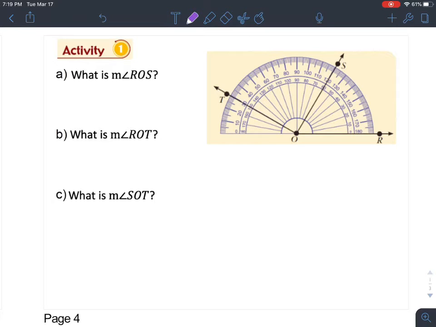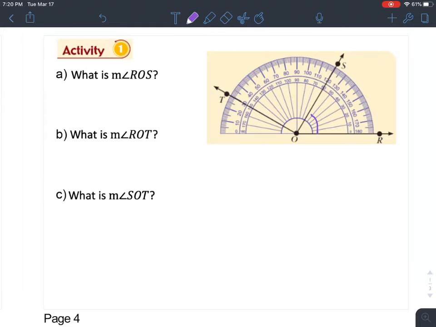Alright, in this question, I want you to find the measures of these three angles. Pause the video, and when you are done, I will show you how we would get those measures. Alright, now that you found them, let's go ahead and see what those measures were.